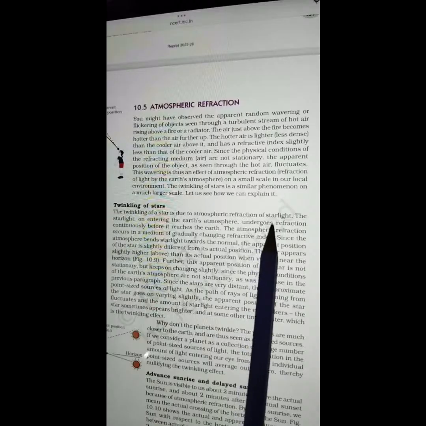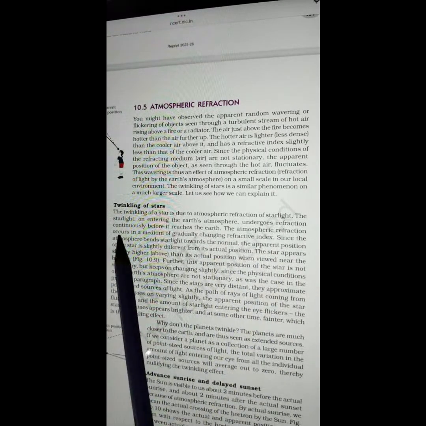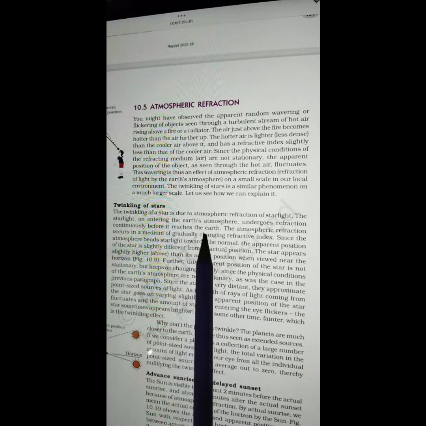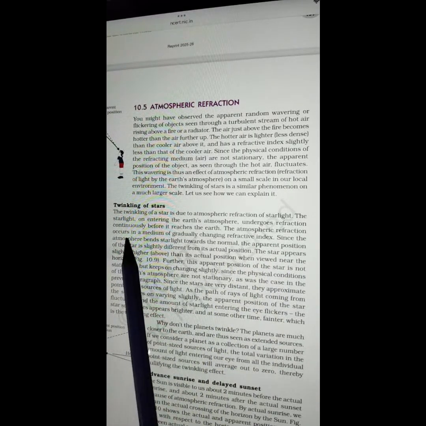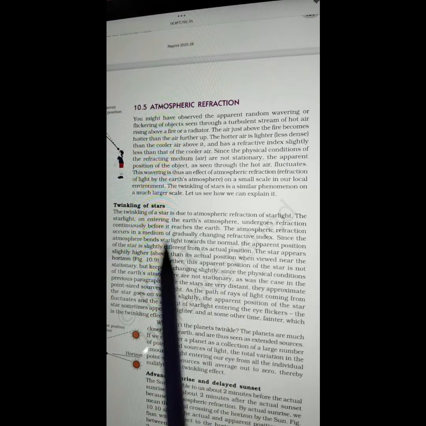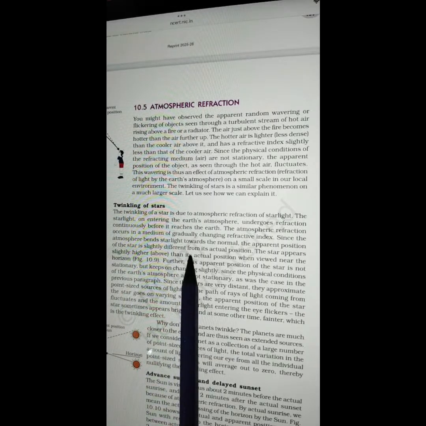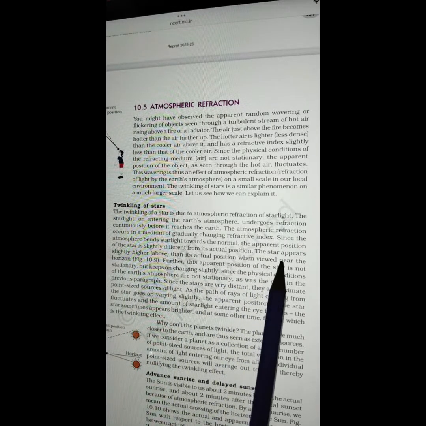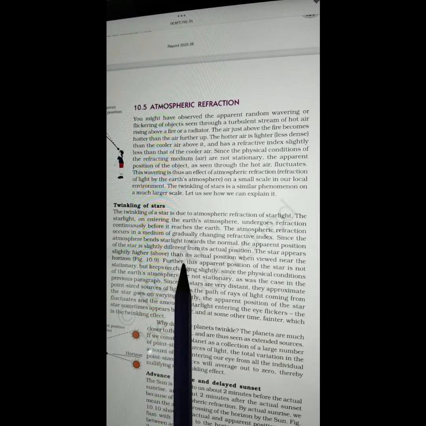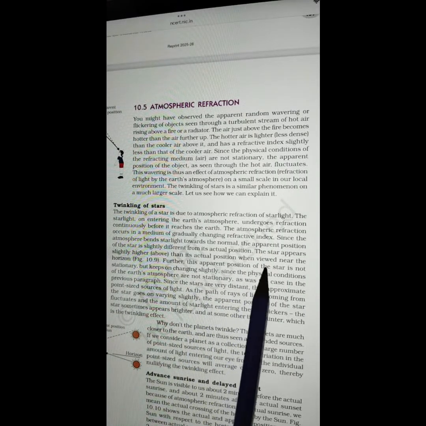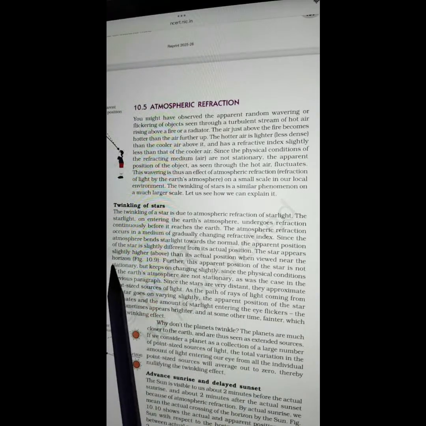Twinkling of stars. The twinkling of a star is due to the atmospheric refraction of starlight. The starlight, on entering the Earth's atmosphere, undergoes refraction continuously before it reaches the Earth. The atmospheric refraction occurs in a medium of gradually changing refractive index. Since the atmosphere bends starlight towards the normal, the apparent position of the star is slightly different from its actual position. The star appears slightly higher than its actual position when viewed near the horizon.